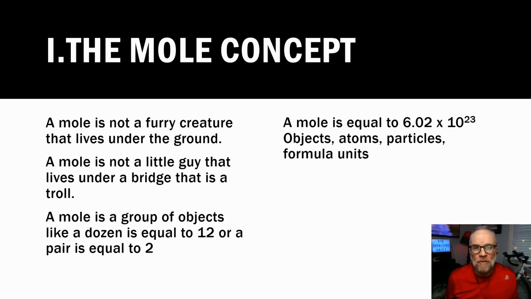And in chemistry, a mole is equal to 6.02 times 10 to the 23rd objects: atoms, particles, formula units, just any quantity, just like a dozen is equal to anything that has 12 in it. So that is the number we use. And that's a really huge number. And we'll talk about the reason why here in a little bit, why that big number.